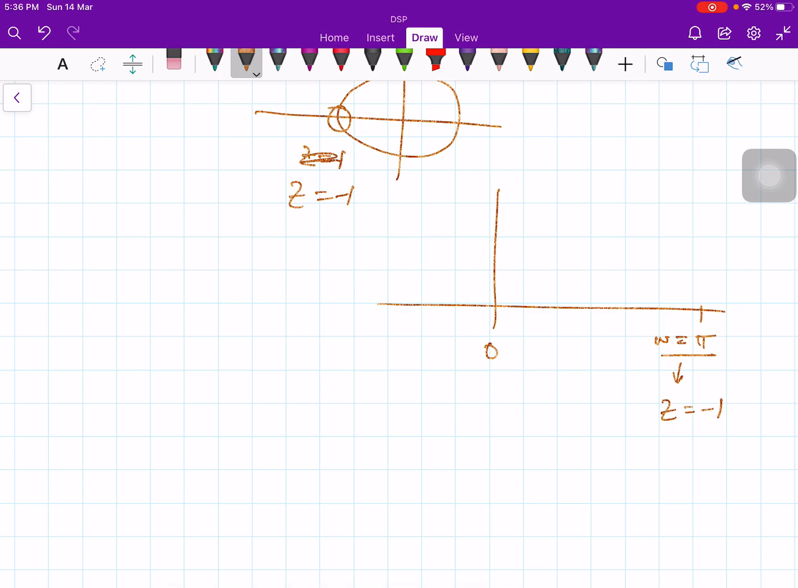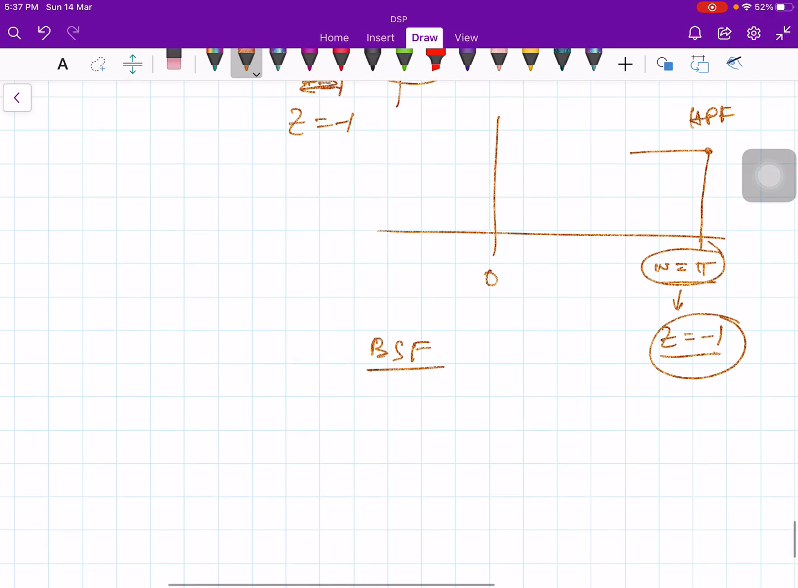But at z equal to minus 1, or at omega equal to pi, I should have the magnitude of 1 for a high pass filter. But unfortunately in a type 2 filter at omega equal to pi it becomes 0, or at z equal to minus 1 it is going to be 0. So I cannot realize a high pass filter using a type 2 filter. Also I cannot realize a band stop filter using a type 2 filter.